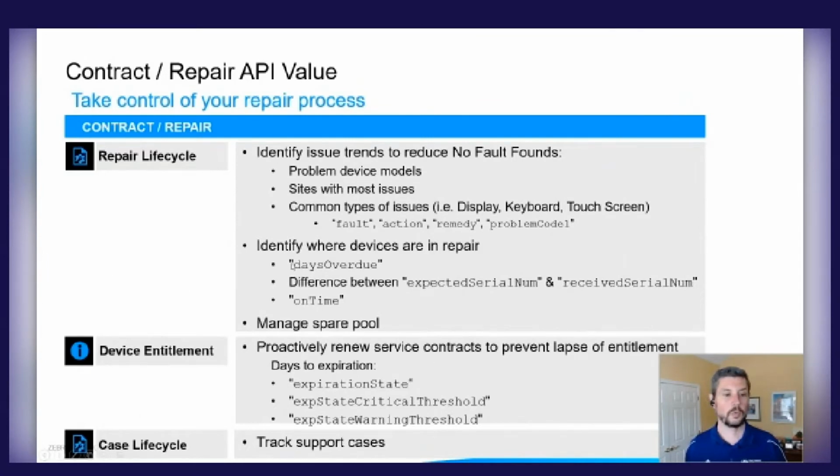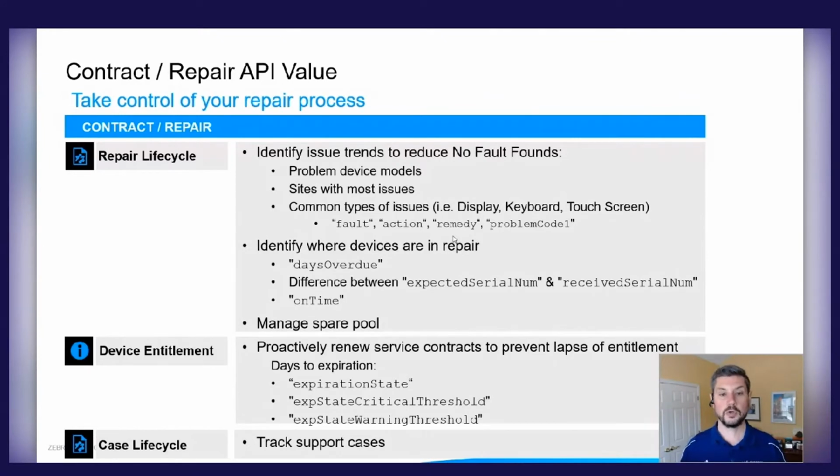We can identify if there's issues with the number of days overdue. We can identify if there's issues between what was expected to be received versus what was actually received to reduce lost devices, and then identify whether these have been on time and are meeting the needs that we have. Another big issue is, once these devices are sent out, unless something's coming in from a spare pool, we run the risk that someone is without their device, impacting productivity.